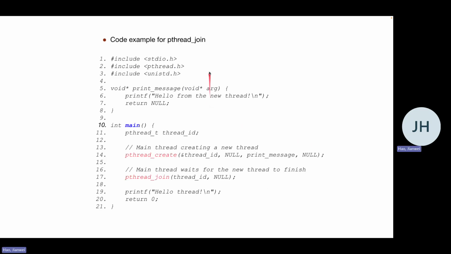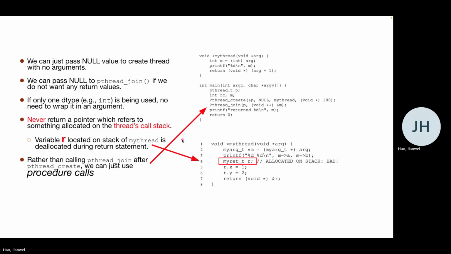So this is the example for the thread completion. First we create a thread, then use a join to finish it. And we can just pass some null values to create the thread with no arguments. And we can also pass null to the pthread join if we don't want any return values. And of course, we can pass only one data type to the thread if we only have this one data type.